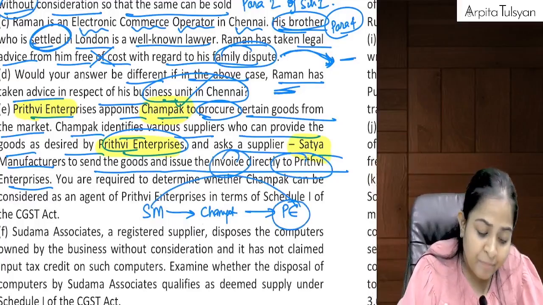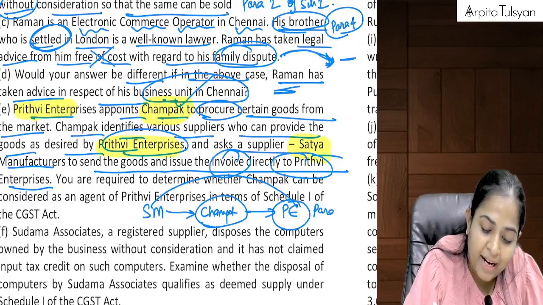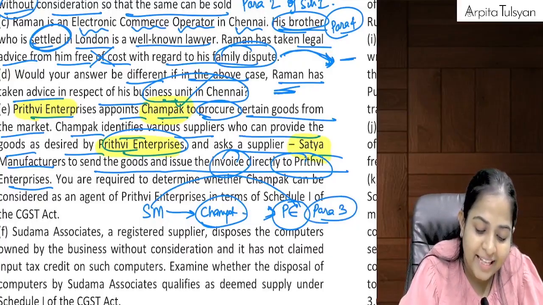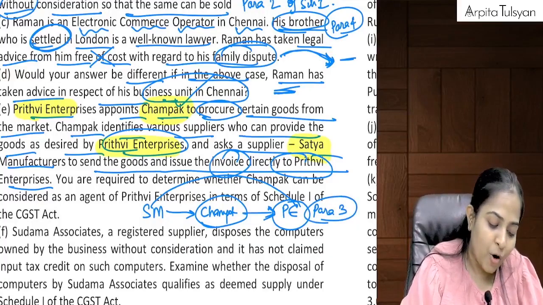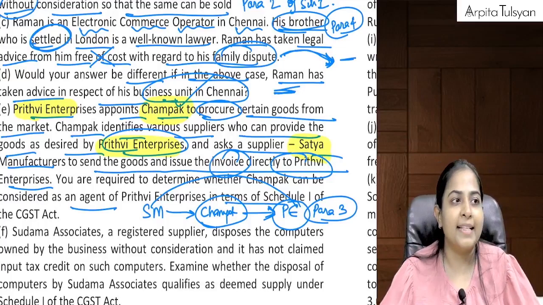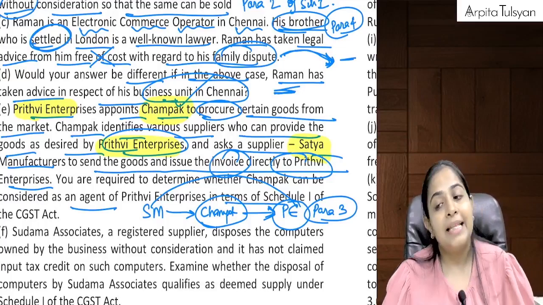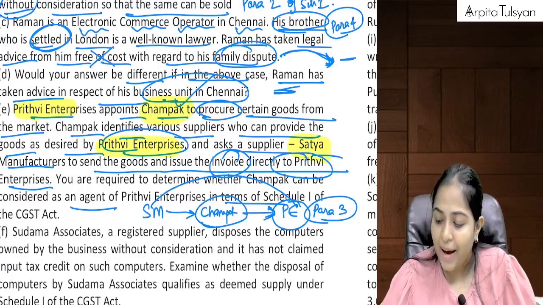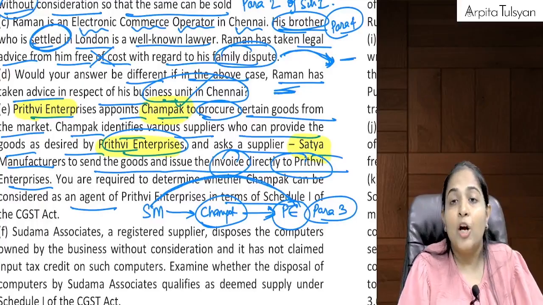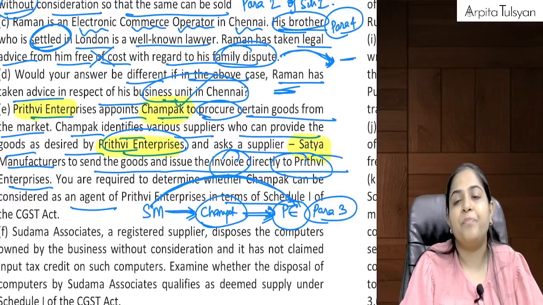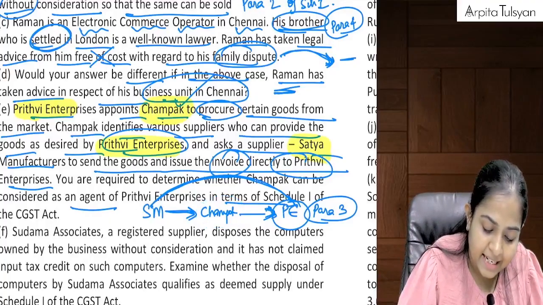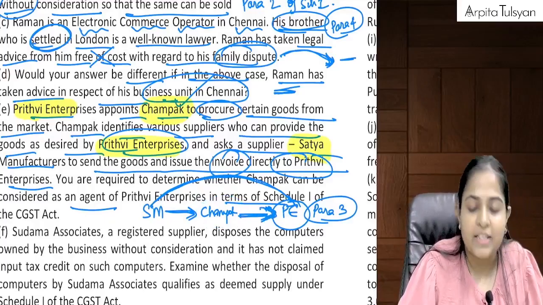So can we say this agent is not an agent as per para number 3? He will be considered an agent as per para number 3 only when the invoice is issued in the name of Champak. So here he cannot be considered an agent as per para number 3 of schedule number 1. We will have to write the answer accordingly. First paragraph, again the main provision: as per section number 7.1c read with para number 3 of schedule number 1, whenever there is a supply of goods by a supplier to the principal through an agent, then the transaction between principal and agent will be considered a deemed supply only when the invoice is issued in the name of the agent.